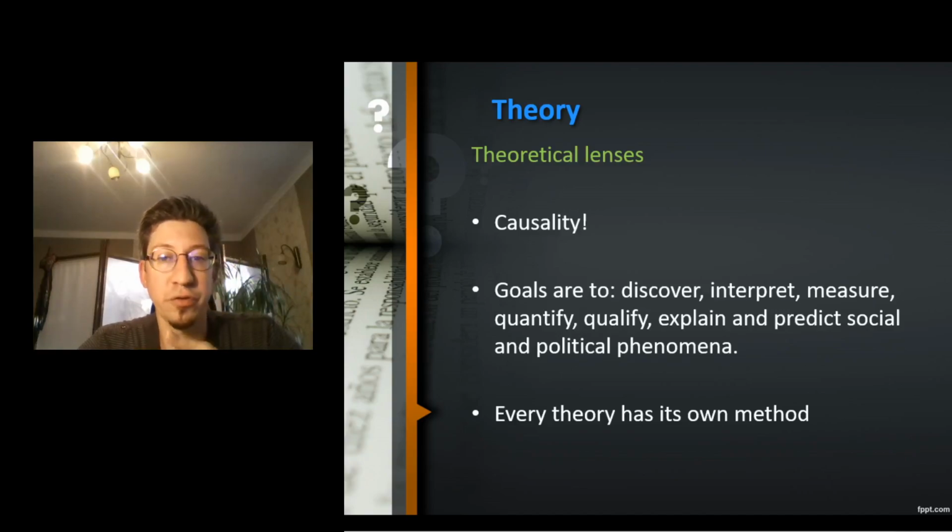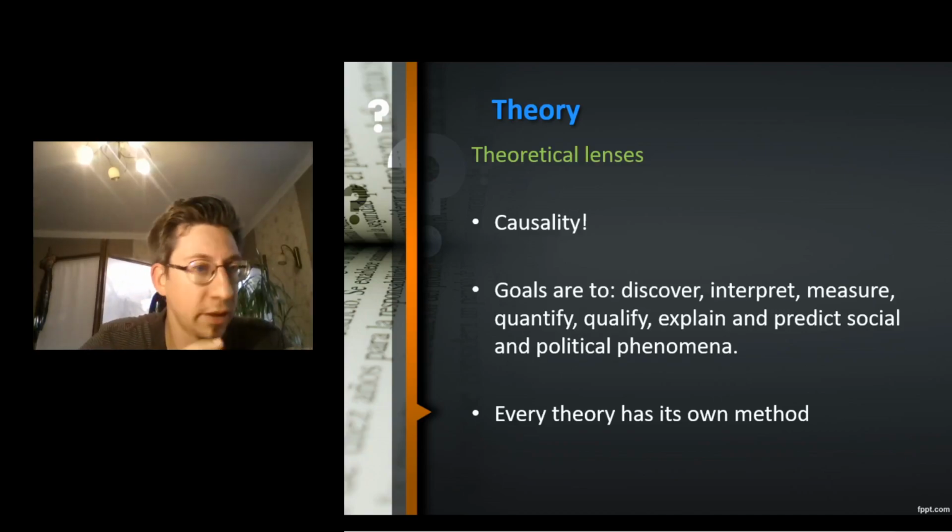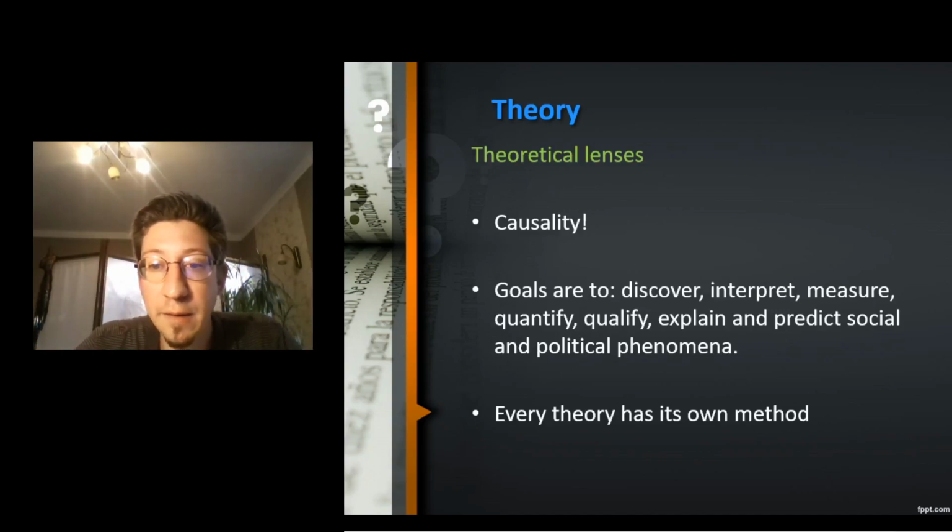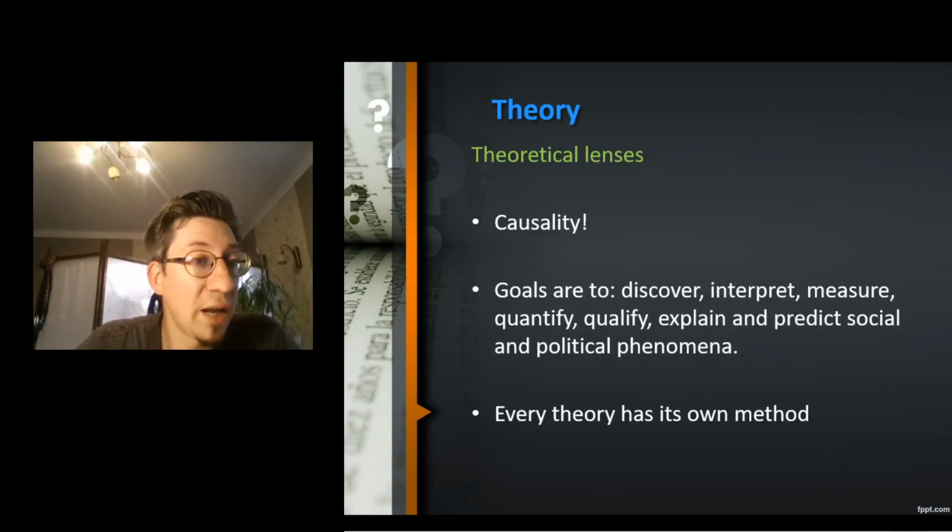The goal, of course, is to do research. The goal is to improve our understanding of social, political, historical phenomena. So the text here is related mostly to political and social sciences, but this goes for all humanities. Causality is very important. And each theory at each level, of course, has its own methods, and each method has a series of techniques that you can use. And that is the next step.